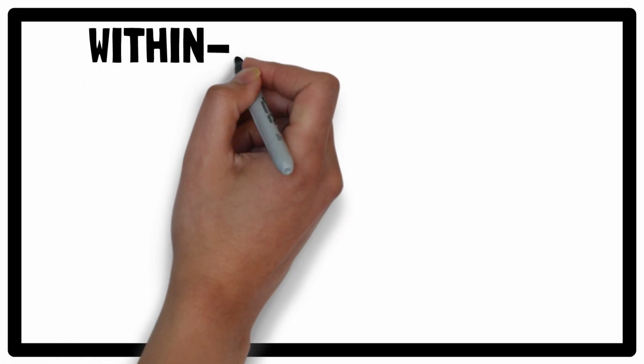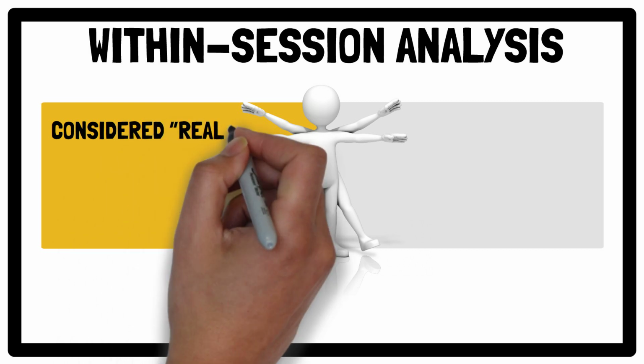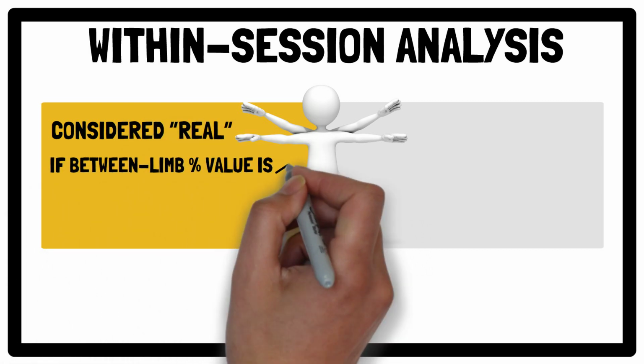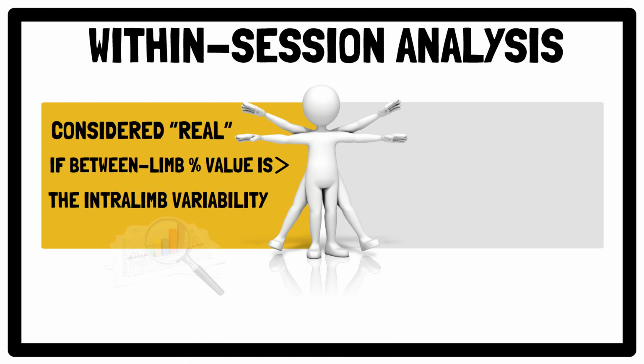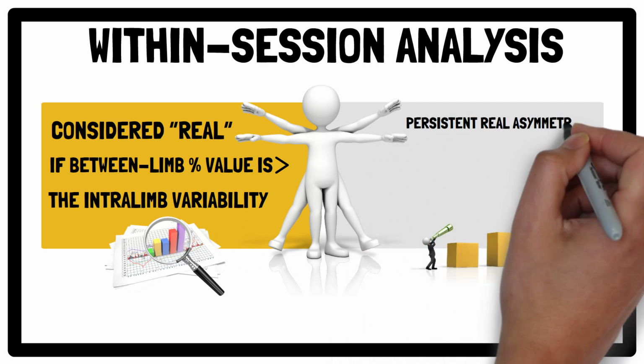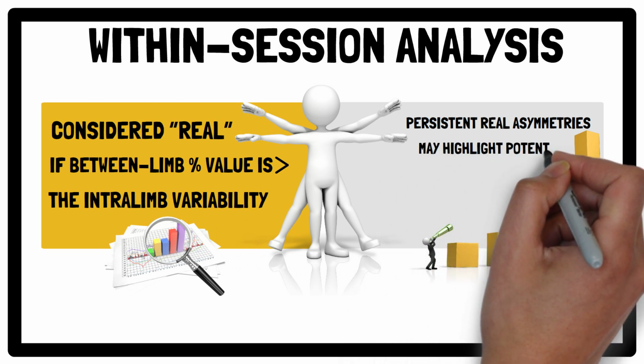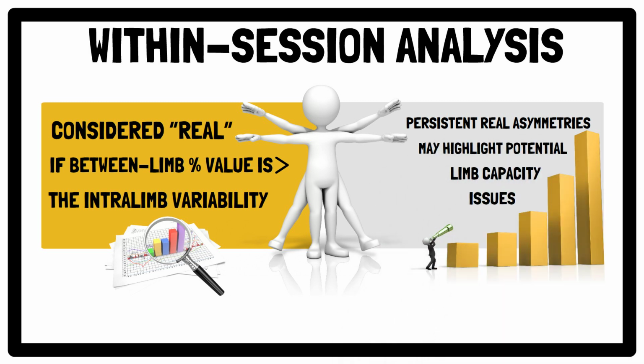Moving on to analysis of asymmetry. Regarding within-session analysis, asymmetry should only be considered real if the between-limb percentage value is greater than the intra-limb variability assessed with a coefficient of variation. If an athlete exhibits a real asymmetry, it may not require an immediate intervention to correct the imbalance. However, awareness of persistent real asymmetries, i.e. repeated test sessions over time, may highlight potential limb capacity issues that may need to be addressed.